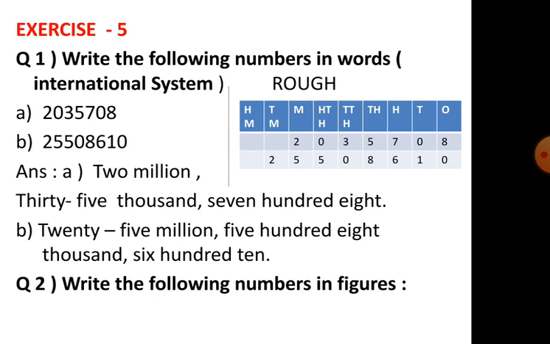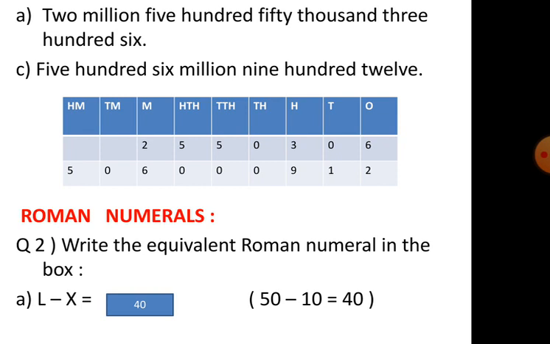Question number 2. Write the following numbers in figures. Again we'll make the place value chart. First A is 2,550,306. So we will place the digits accordingly, and that will be our answer.